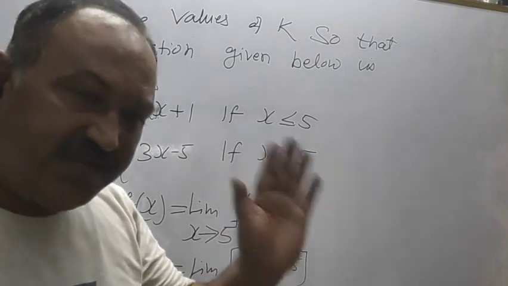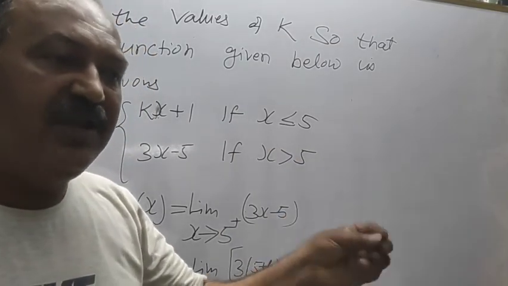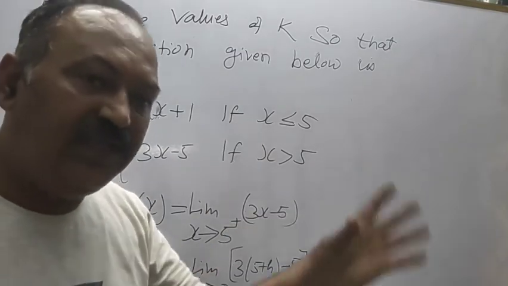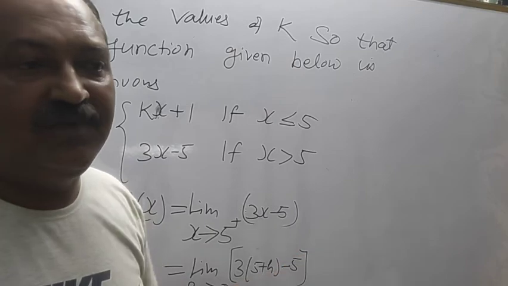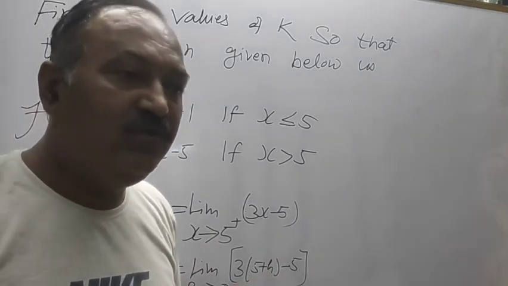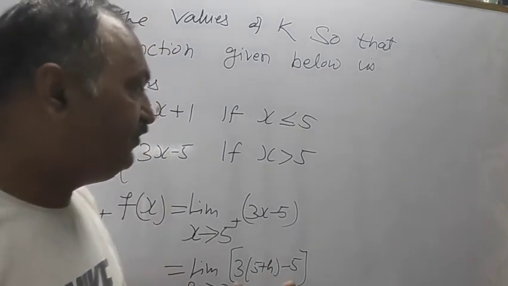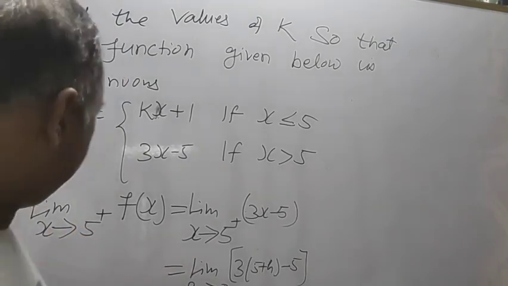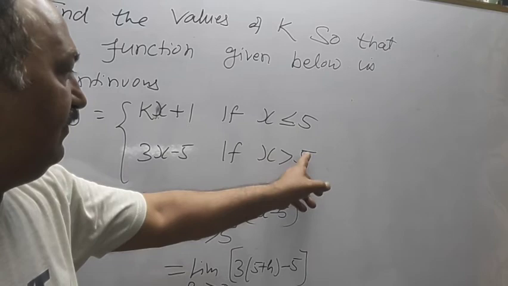Children, you only have to find the right limit, left limit and value of the function, these three, and equate them yourself, and from there you will get the value of k. So this is the procedure. Now let us discuss. First of all, let us find a right limit at 5.